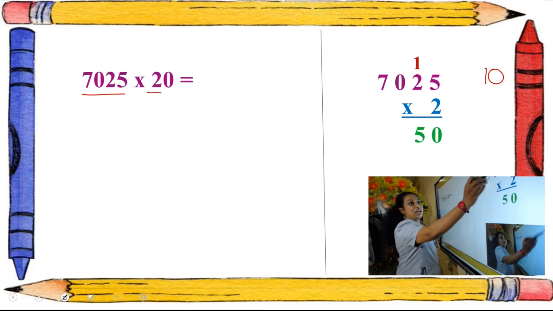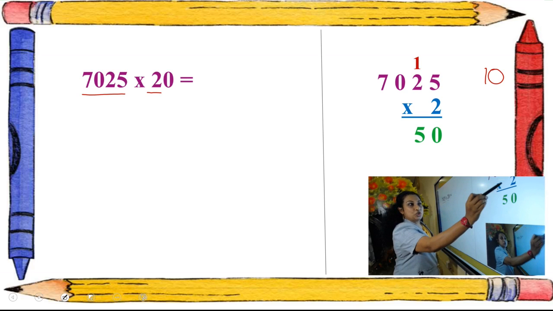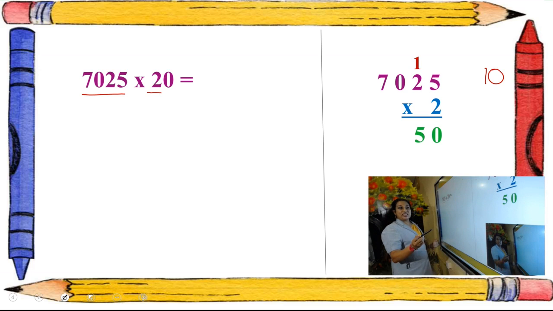Understood this much? 5 2s are 10. Carry over 1. 2 into 2, 4. Plus 1 gives 5. Next step. 2 into 0. Any number into 0 gives 0 itself. We have learned the property. Any number into 1 gives the same number. Any number into 0 gives 0 itself. So 0 into 2 is 0.